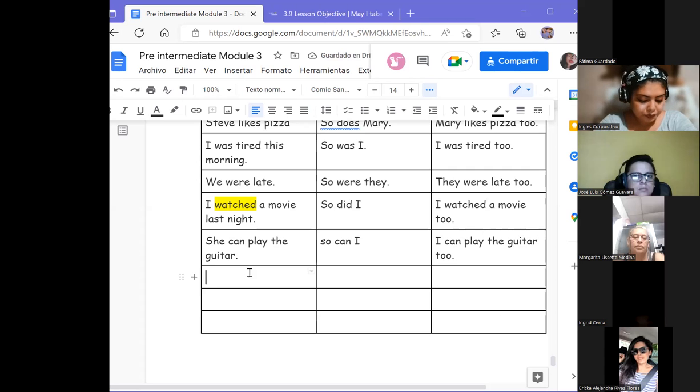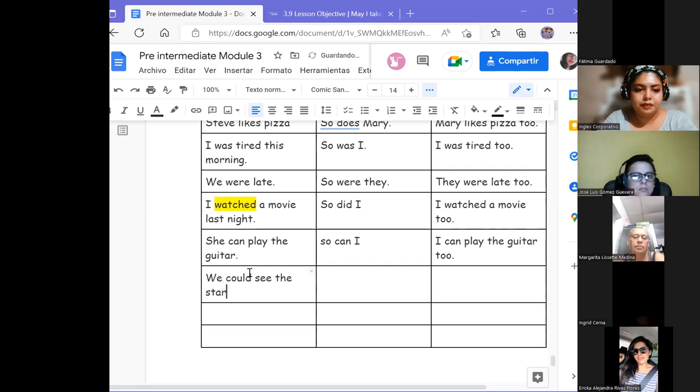Next one. We could see the stars. In this case, we are using could. So for the answer, we are going to use could. So could I. And in the long sentence, I could see the stars too.